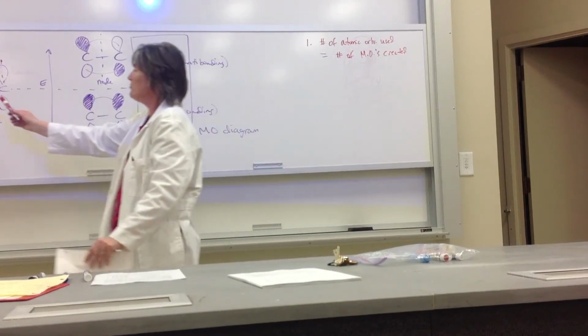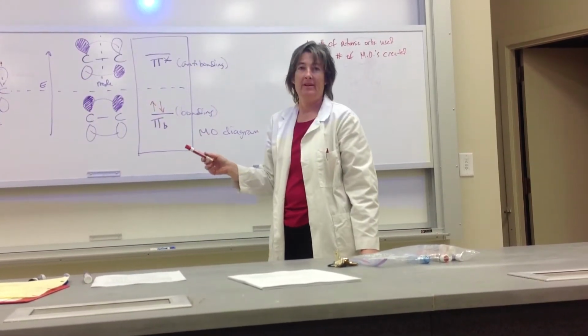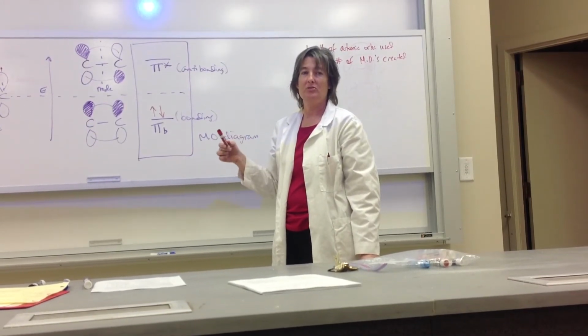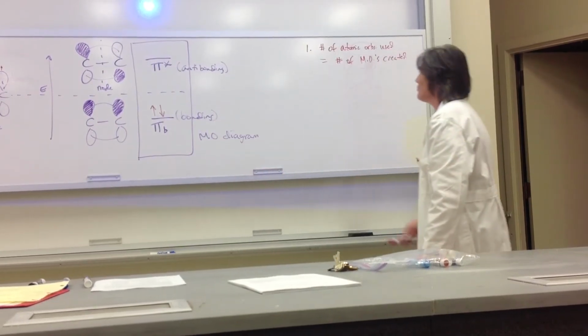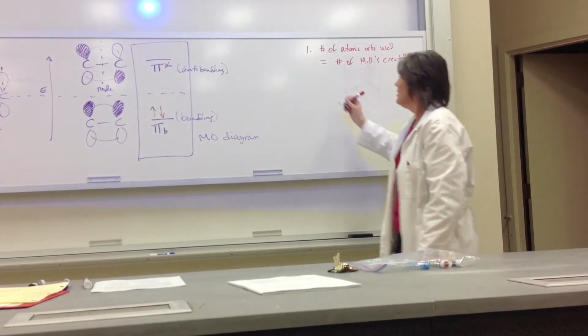I had 2 p orbitals used. I got 2 MOs. If I were doing this with a system of 6 p orbitals, how many MOs would I want? 6. And that's benzene, that's next to you. We're just going to do 4 now. So we're expecting 4 MOs out of our picture.